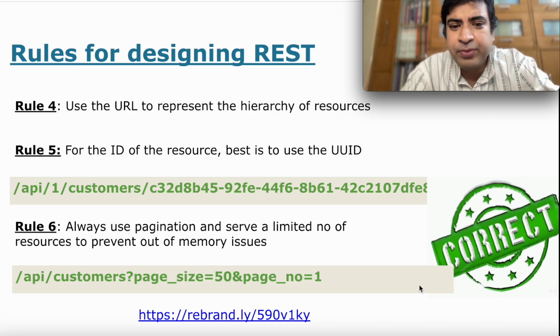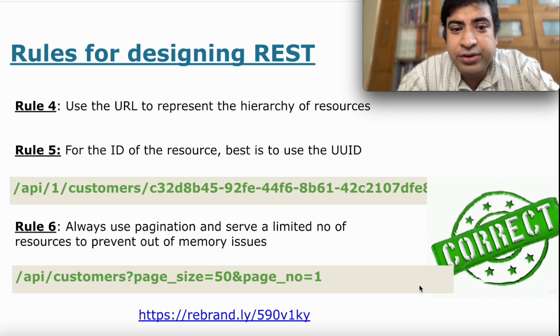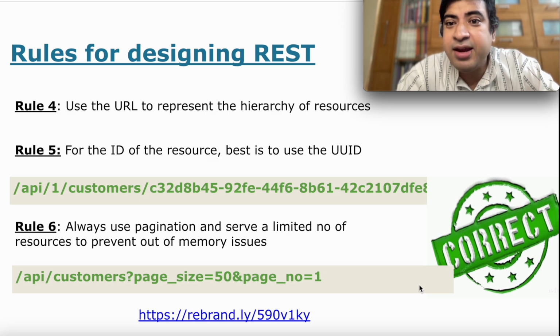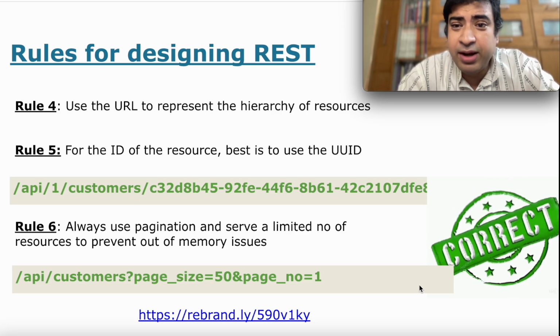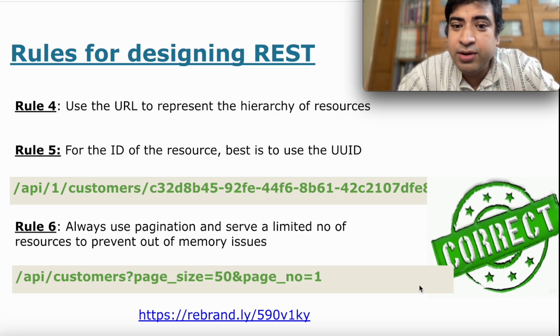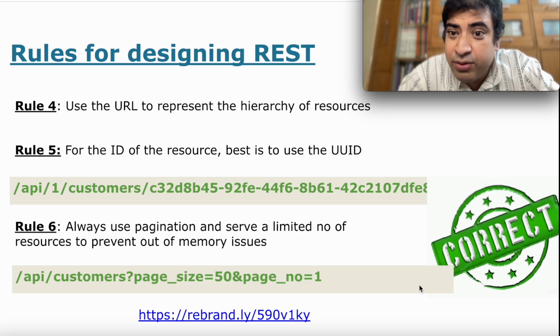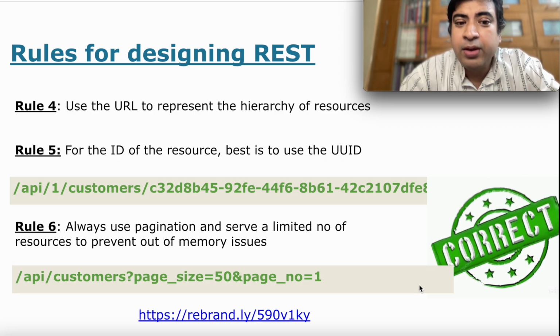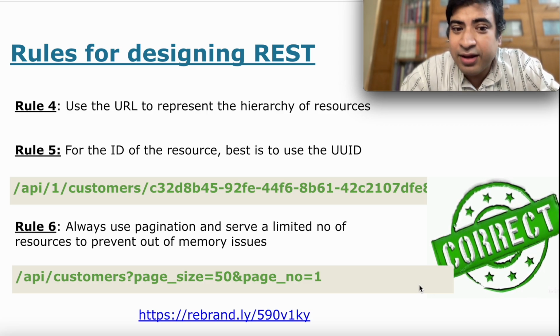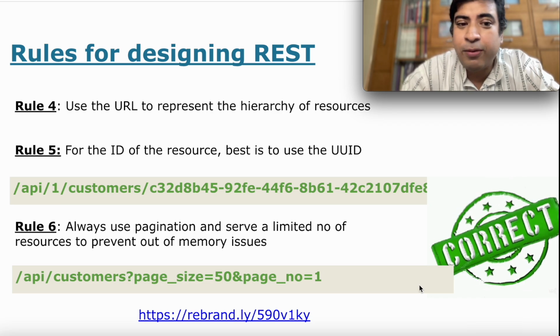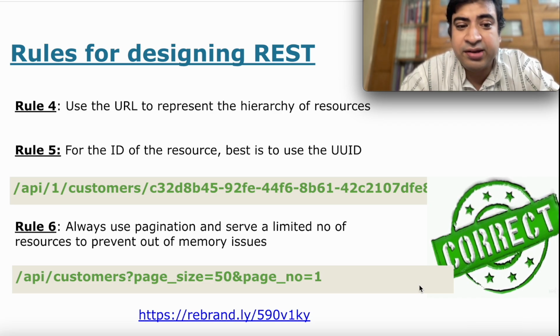Rule number 5, often we actually want to retrieve a resource by its ID, which is normally numeric, but it's always better to actually use a UUID, which is a universal identifier, because then the service would be safe from any kind of security breaches.